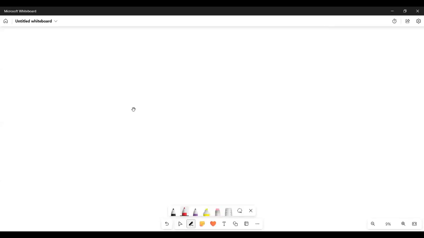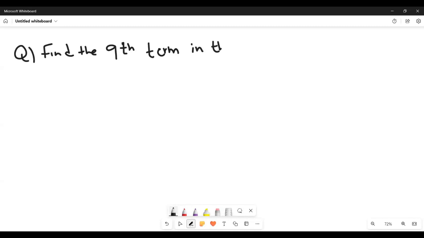Resuming the lesson on binomial expansion. So the question is, again, this is an example question. Find the ninth term in the expansion of (2 minus 5x) power 12. Find the ninth term.